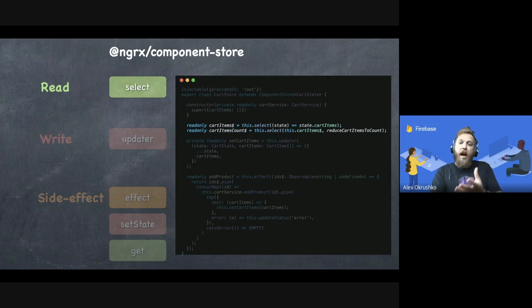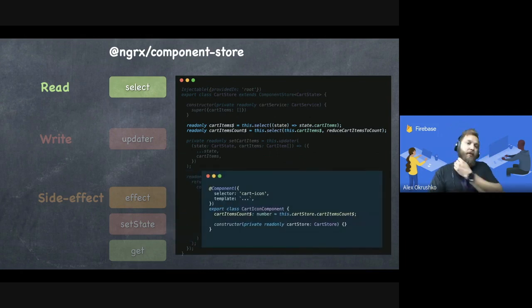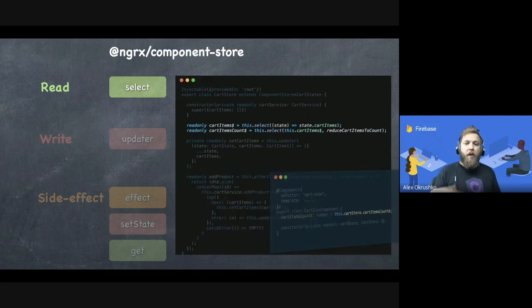So this is how we select. How would we update? Hold on, before that, how would we use it? So we inject our card store. In this case, it's provided in root, so it's available everywhere. And again, we're just listening for this reactive property of card items count. Here it is.